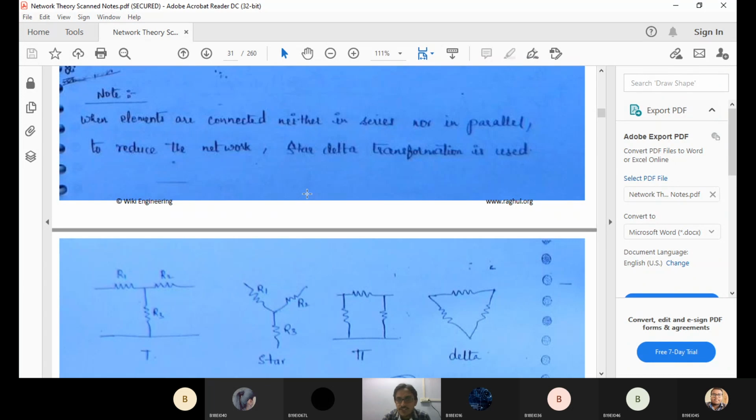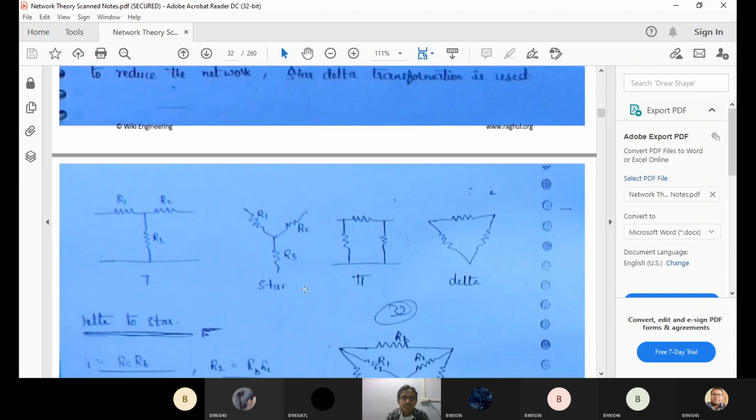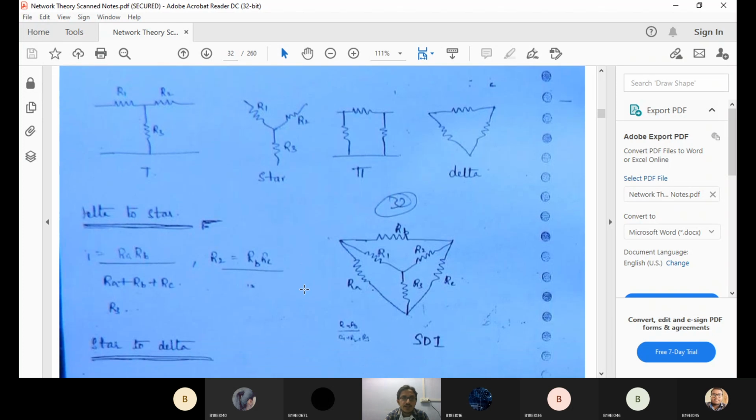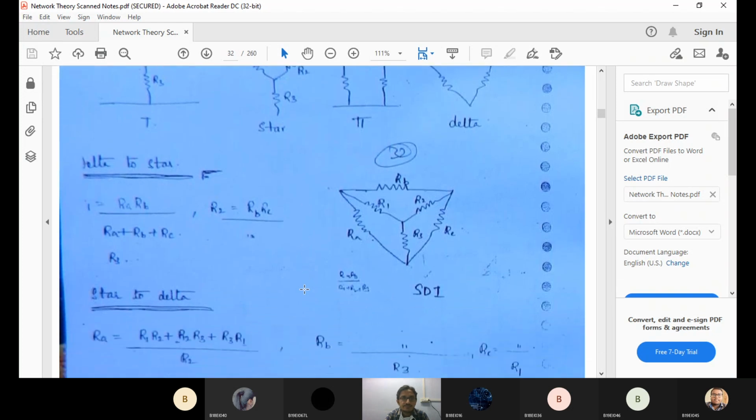Okay, we stopped yesterday at this point: when elements are connected neither in series nor in parallel. To reduce those types of networks, we have to proceed through star delta transformation. You just see, delta to star and star to delta.